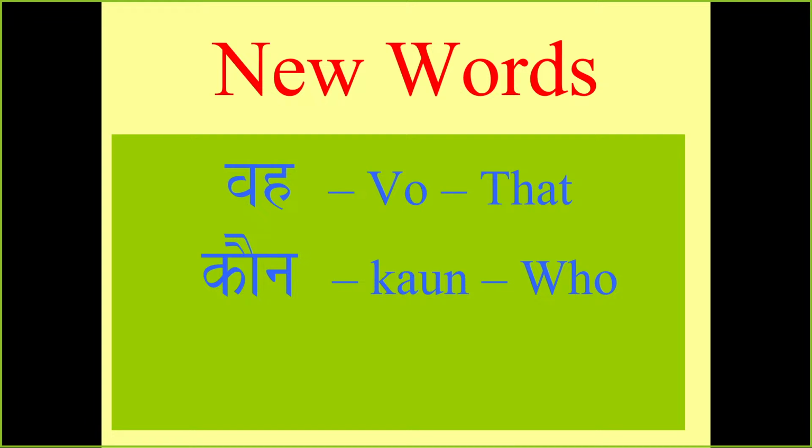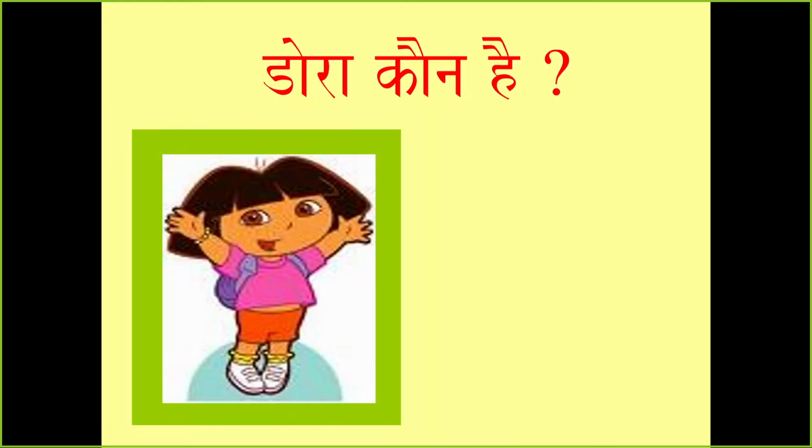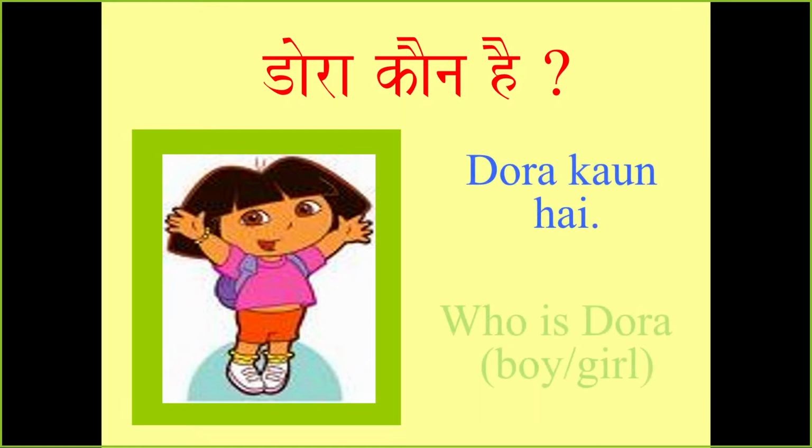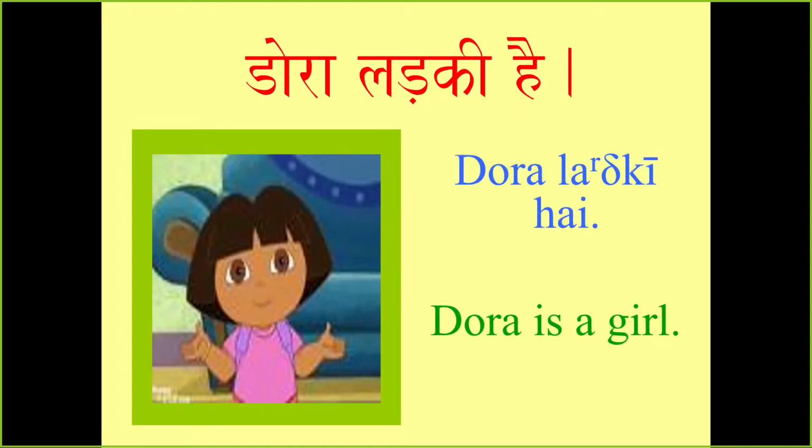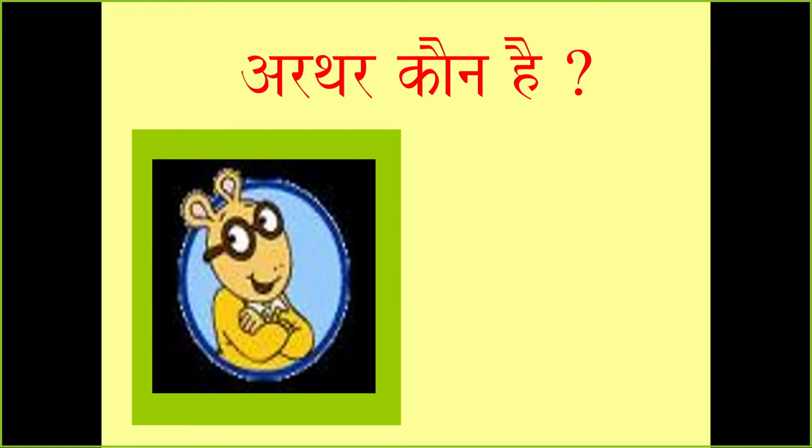Okay. So let's read through the new words. Wo means that, kaun means who, and hai means is. Okay. So let's continue reading, Dhruv. Dora कौन है? Dhruv, read it for me. So who is Dora, a girl or a boy? डोरा एक लड़की है. And you don't have to say एक, you simply say डोरा लड़की है. So Dora is a girl.